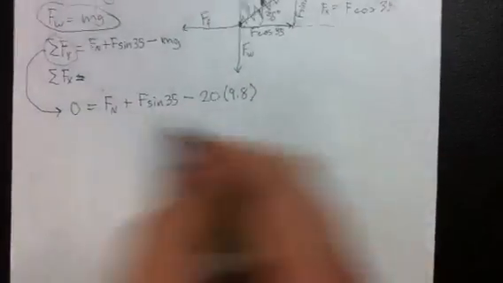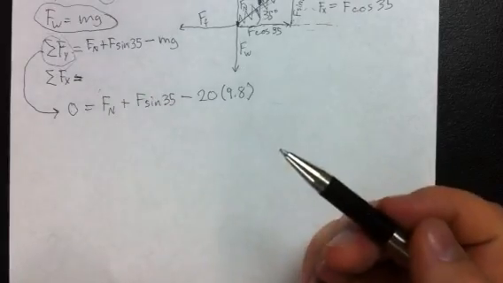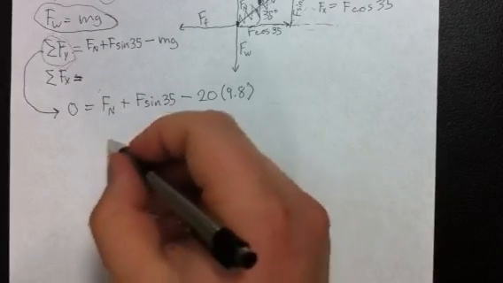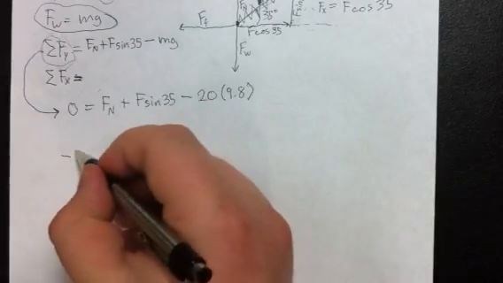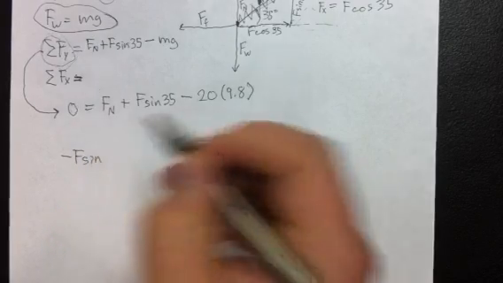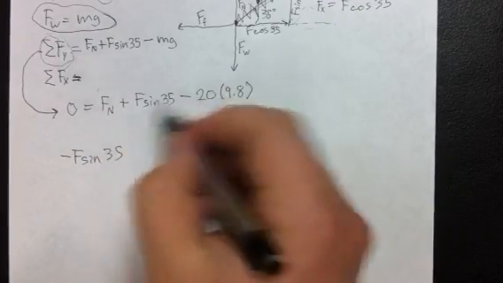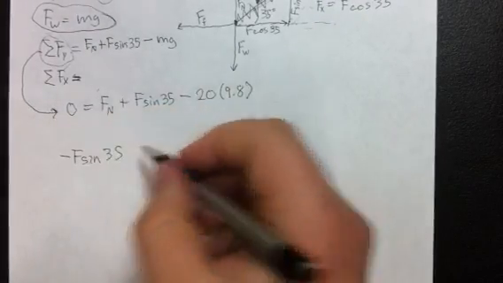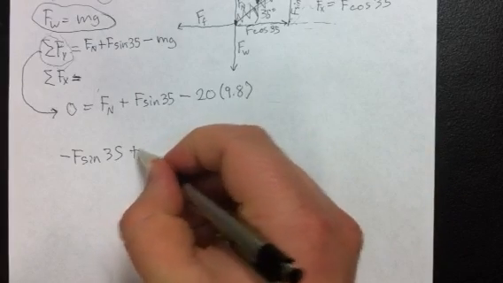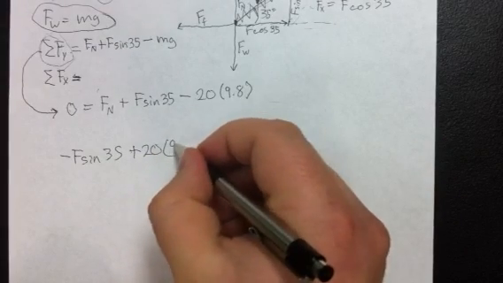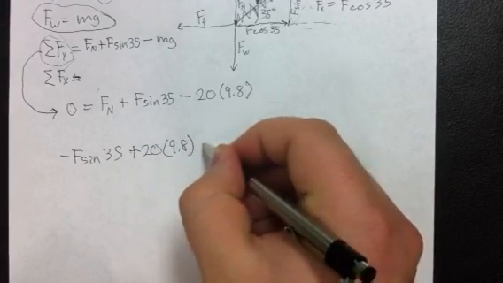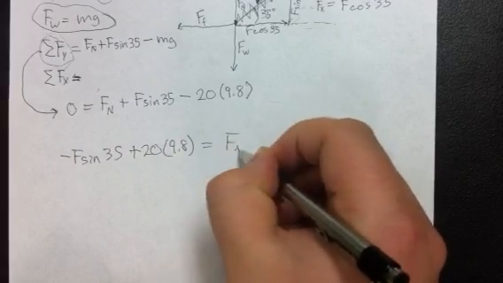So, again, we have to solve for the normal force because we're solving forces about y, and that's the goal of this, to solve for the normal force. So we're going to do that. Negative f sine of 35, I'm moving everything except for the normal force to this side, plus 20 times 9.8 is equal to the normal force.